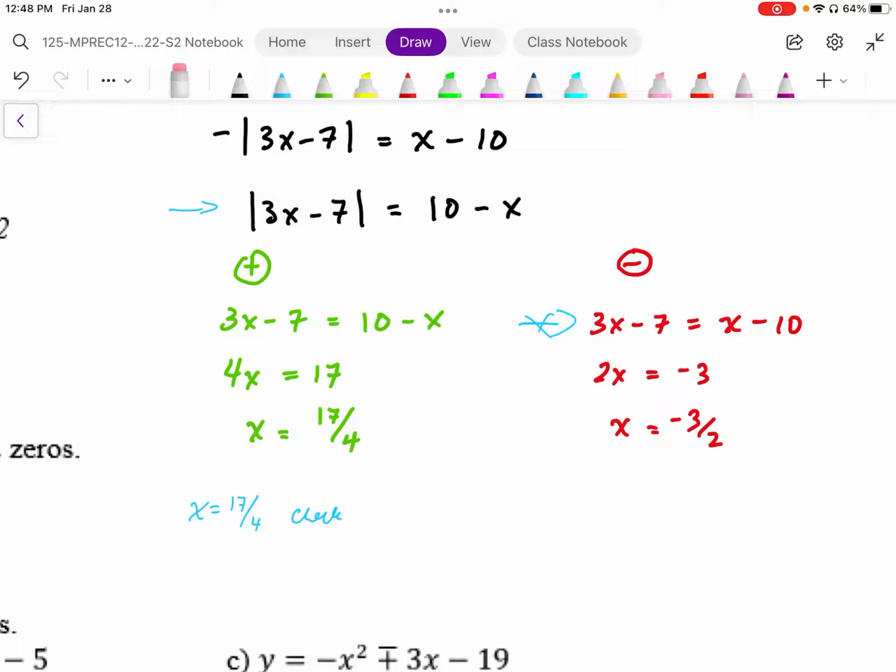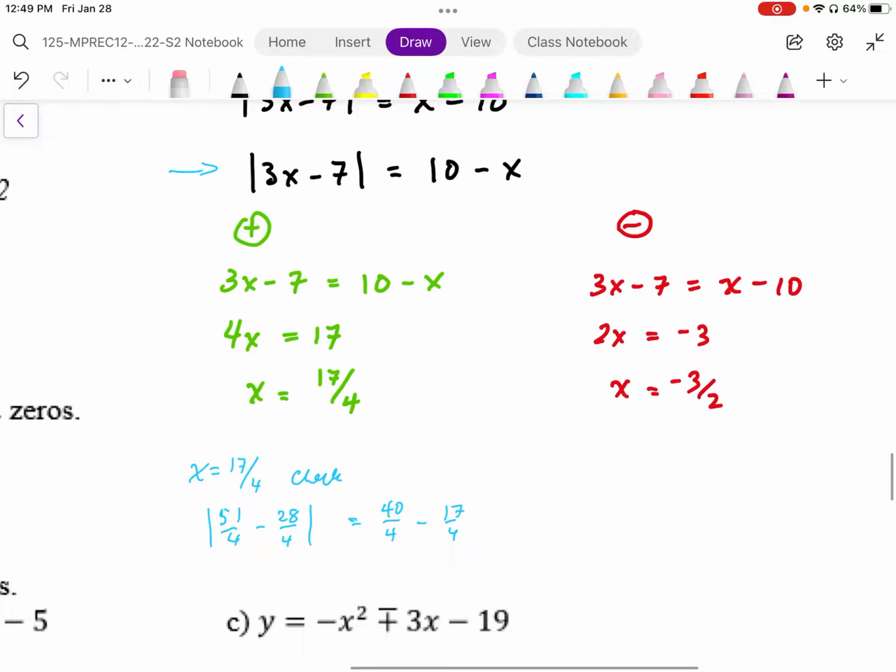Okay. So we're going to plug this in. So we end up with 51 over 4 minus 7, which is 28 over 4, absolute value, is equal to 10 minus, so we're going to write 40 over 4 minus 17 over 4. So here I'm going to end up with, it looks like 23 over 4. Absolute value is equal to 23 over 4. That works.